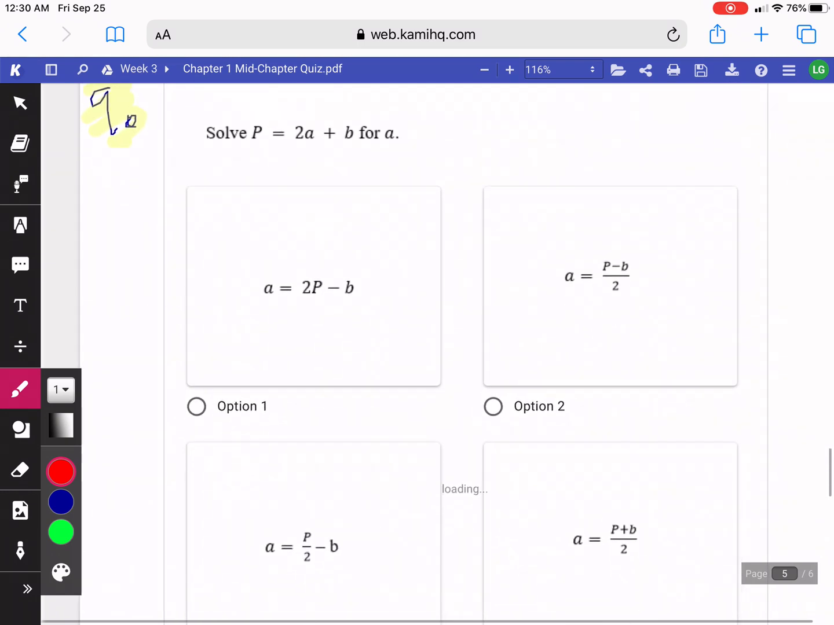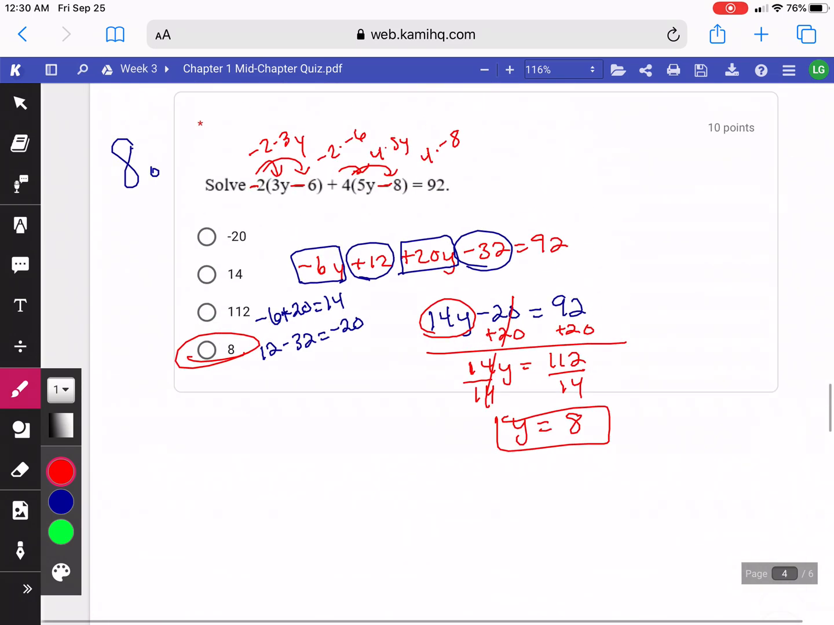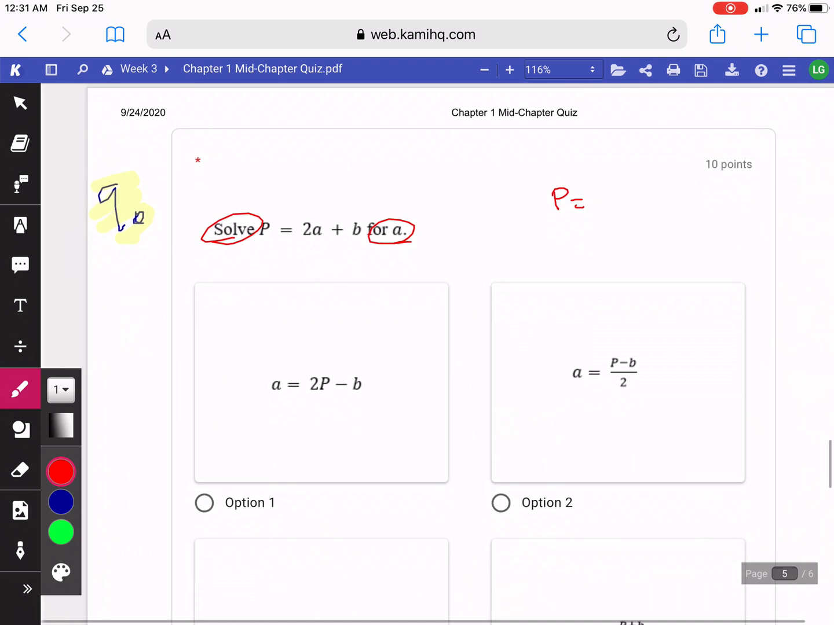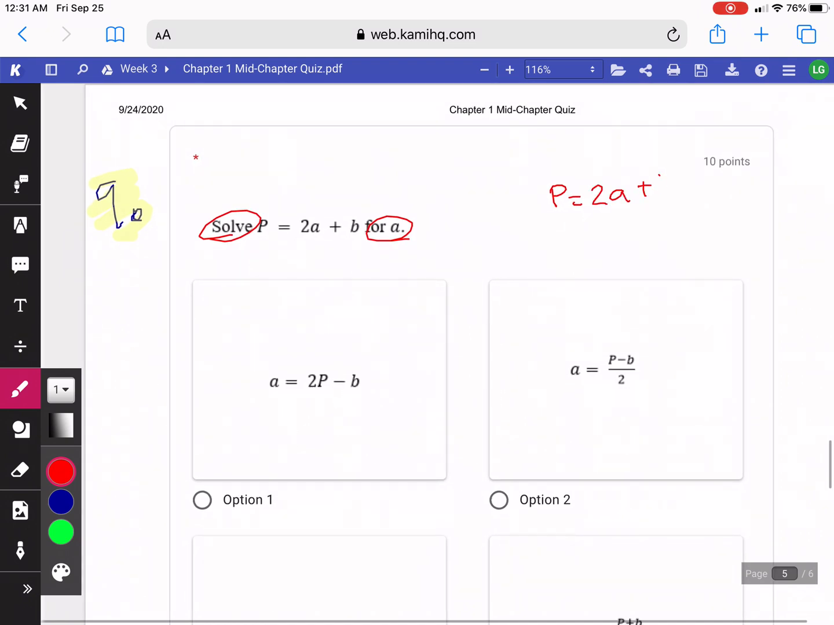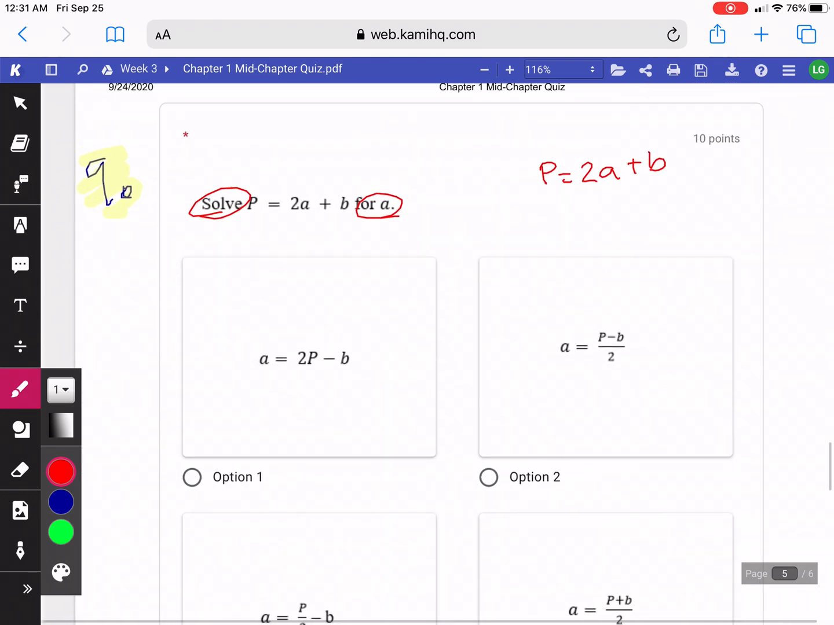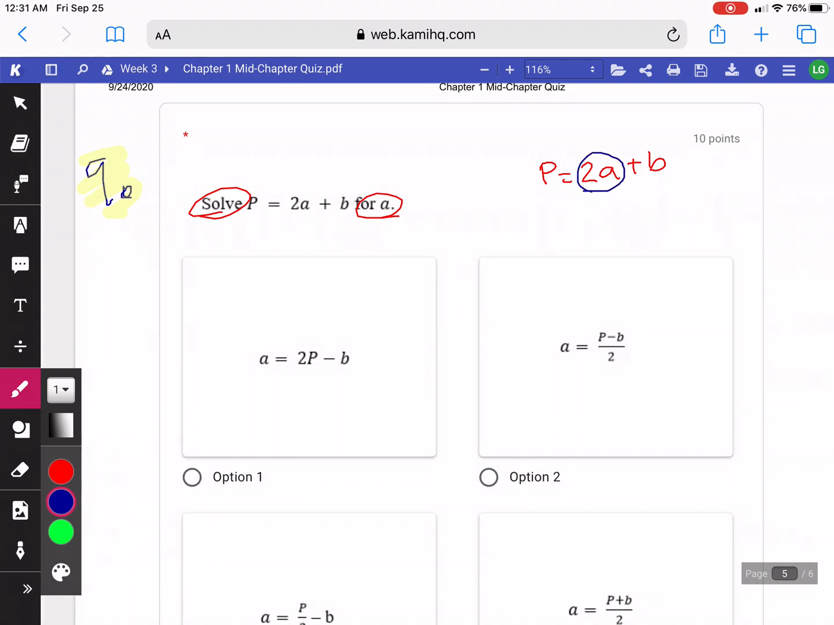So now number 9, there were also a lot of mistakes. Here we're solving for the letter A. So I have P equals, again my keyword here is solving. So always identify your keywords. So P equals 2A plus B. And we're solving for A. So here, I'm trying to get A by itself. Right now it's stuck to the 2. So I need to get rid of my B first by doing minus B. Here I would just write it out. P minus B equals 2A.